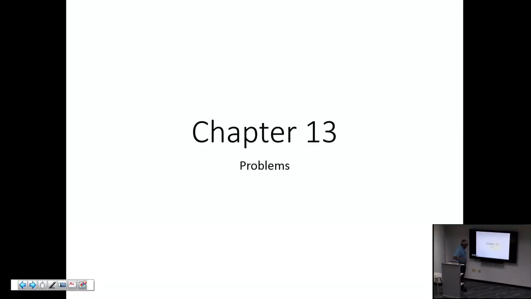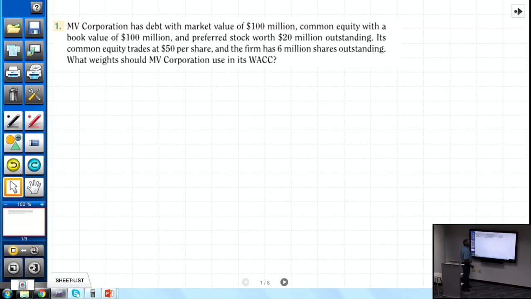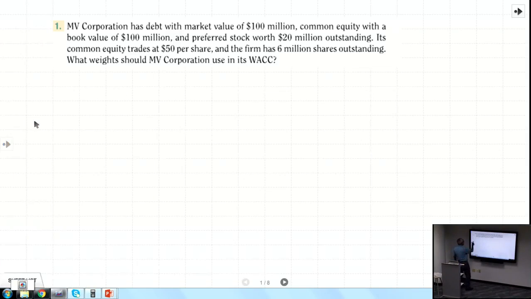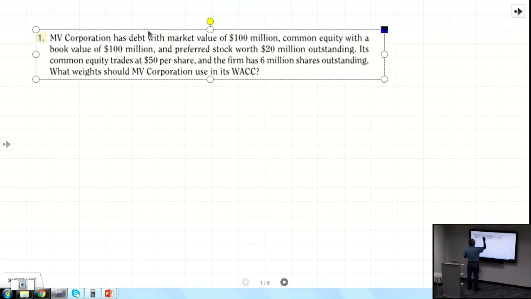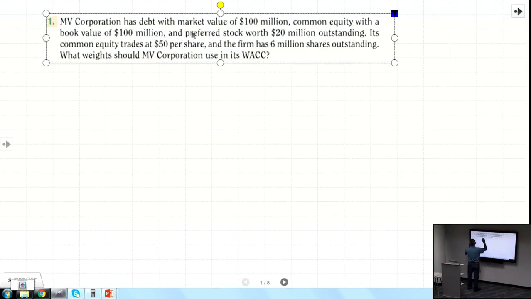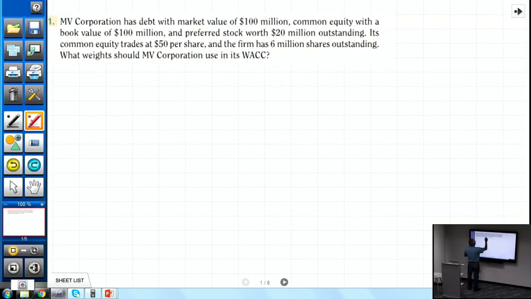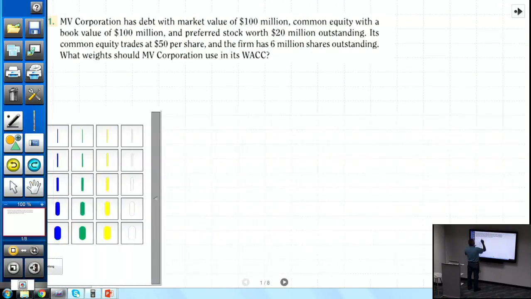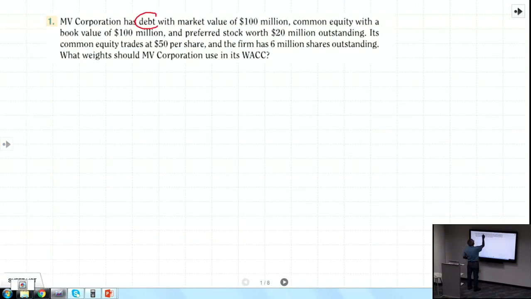We're going to look at problems from chapter 13. We start again with a very simple one. This corporation over here, MV Corporation, has a market value, its debt, its debt has a market value of 100 million.